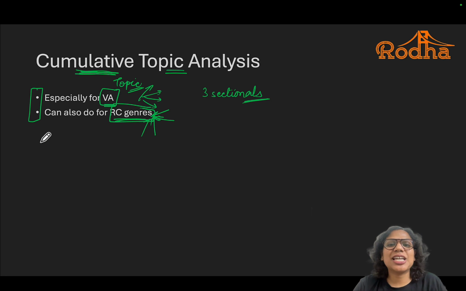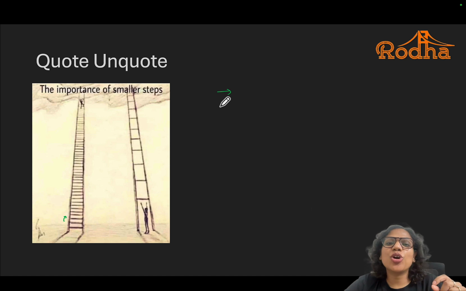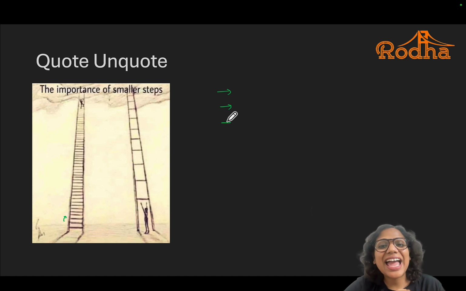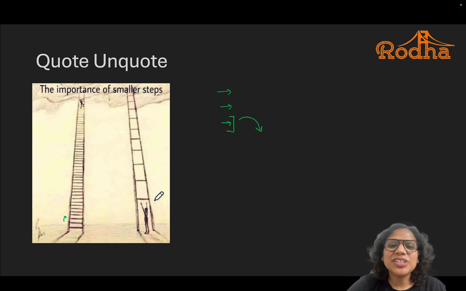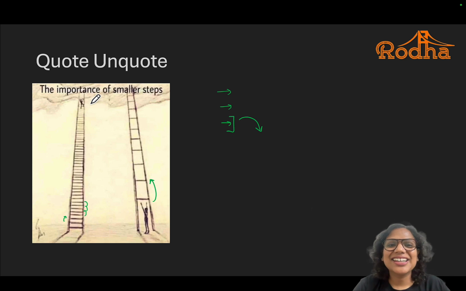I hope this has helped you to see our mock portal, and that it has also motivated you to analyze your mocks. Because remember, this analysis becomes a small step that you climb further. When you analyze your mock, write down your learnings from it, and then implement those learnings in your next sectional or next mock, the step which appears very far, you create more steps there and you climb the ladder.